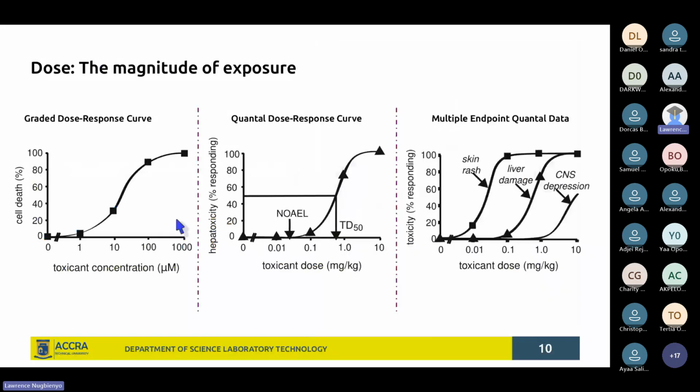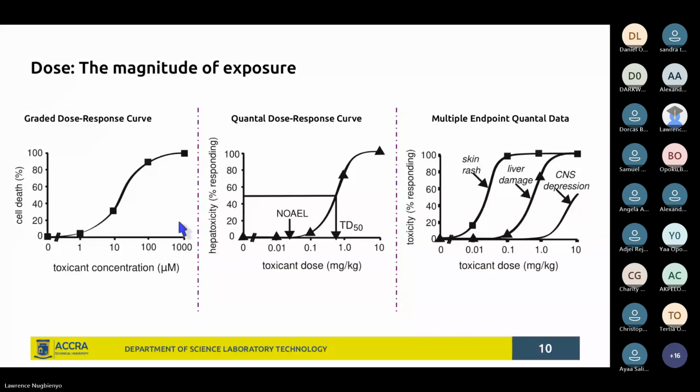Now we move on to another concept which we actually referred to the last time. When we mentioned Paracelsus, we did mention dose, which is to say the amount of a substance to which there is exposure. That is the dose. So simply say the magnitude of exposure. That's a measure of the magnitude of exposure. What is the amount of substance that the body is exposed to? That's the dose.